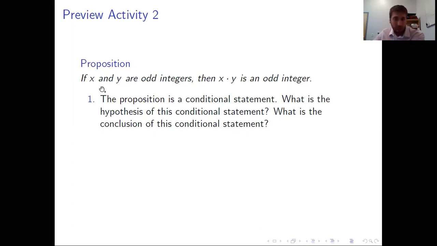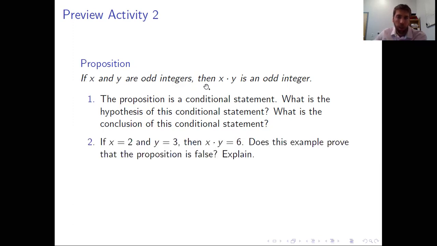Anyway, that's the proposition. The hypothesis is the if part. The conclusion is the then part. So if x equals 2 and y equals 3, then x times y is 6. Does this example prove the proposition is false? No, because in order to prove the proposition is false, you have to have something that satisfies the hypothesis but not the conclusion. This doesn't satisfy the hypothesis, so it doesn't mean anything.